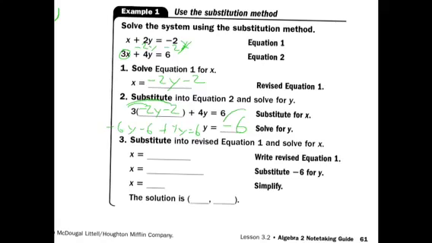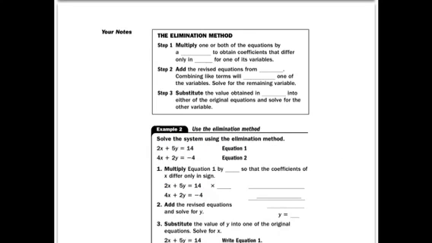And then I take that negative 6, put it back into the equation I got from step 1, and I get negative 2 times negative 6 minus 2. 12 minus 2 is 10, so I have the point 10, negative 6. That's called the substitution method.